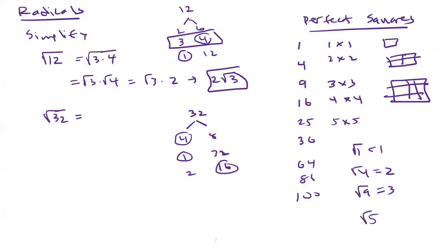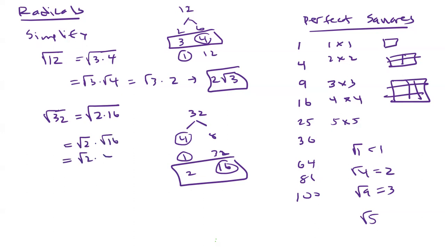So which pair will we pick? 2 and 16. Why? Because it has the highest perfect square. I want to pick these two right here. So in this case, this is going to be broken down to 2 and 16. Okay, and so this would be radical 2 times radical 16. Well, we know that radical 16 is 4. So then this becomes 4 radical 2.